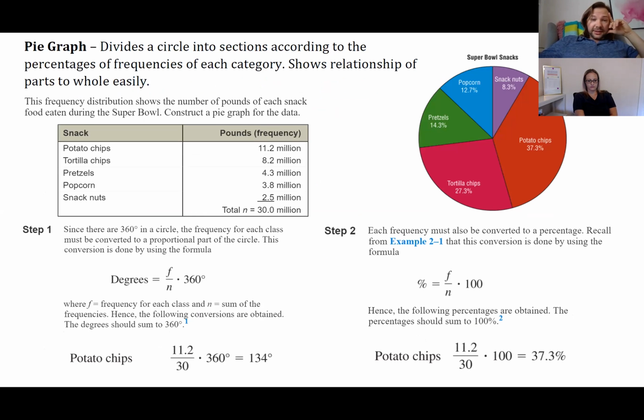Okay, so the next kind is a pie chart. And in a pie chart, the percentages should be adding up to 100%. And 100% should equal 360 degrees. So the calculation goes something like this.